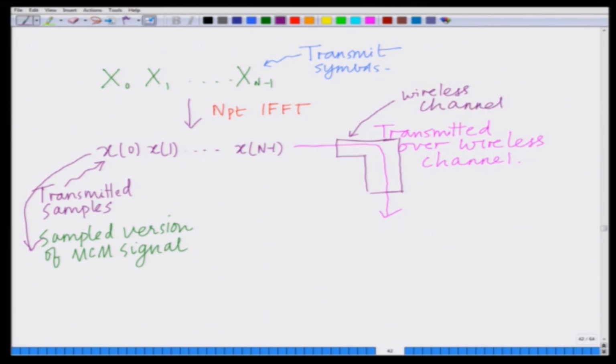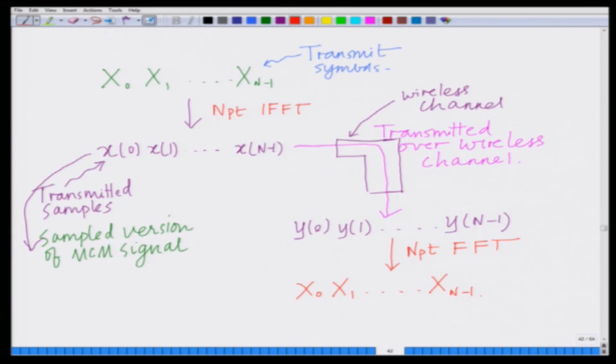Okay. And this at the receiver, what do I receive? At the receiver, I receive corresponding samples y0, y1 up to yn minus 1. Now, on these samples, I will take the FFT operation at the receiver. I will perform the n point FFT operation, and then I will regenerate my transmit samples x0, x1 up to xn minus 1.